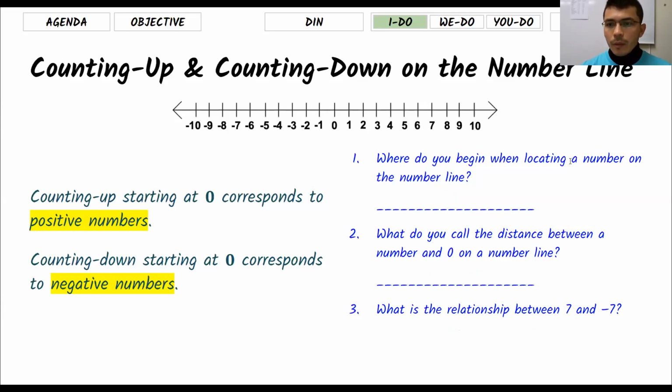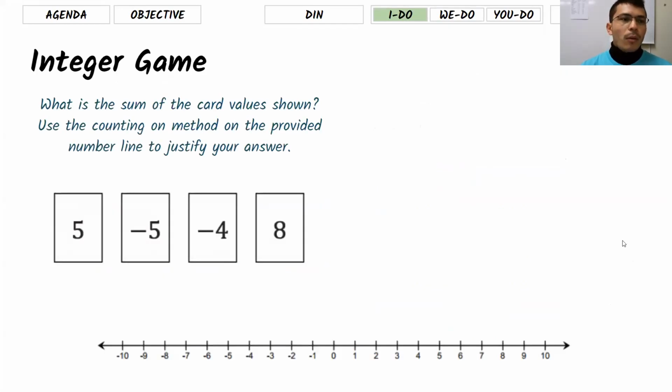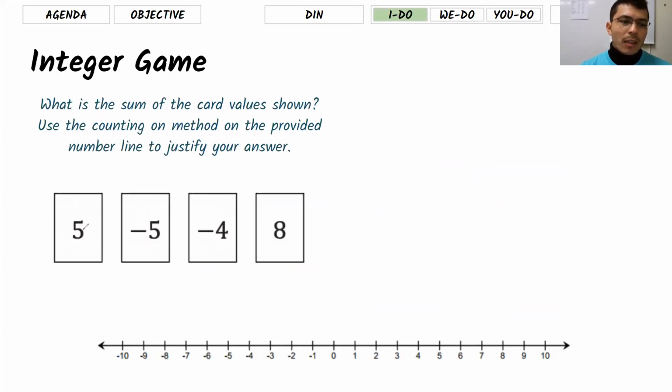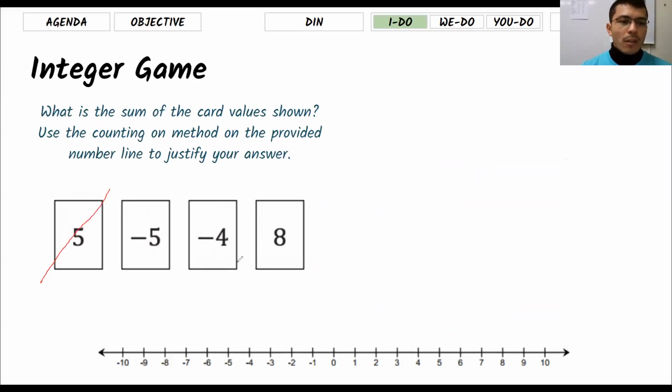If we go on to the next slide, now we're going to practice how to add number cards using a number line. The very first thing you need to do when you add numbers, it doesn't matter if it's positive or negative, because we will be doing this counting up and counting down. The first card is 5. You always start with locating the first card. I'm going to cross it out because I'm going to locate it now. So this is the 5. I'm going to locate it right here. So this is step number 1.